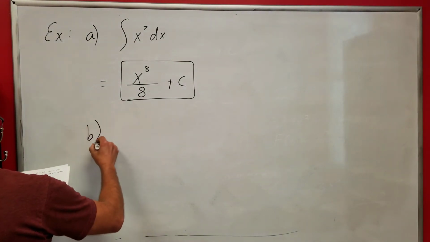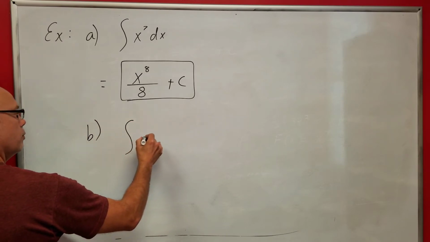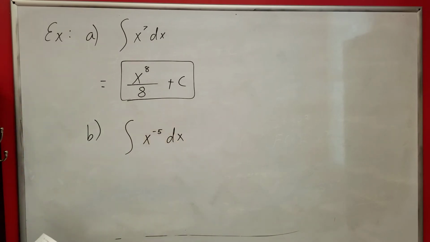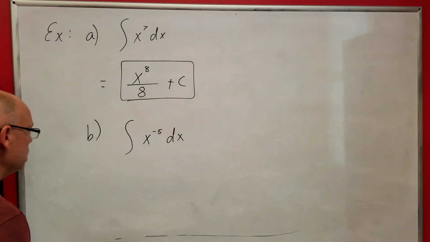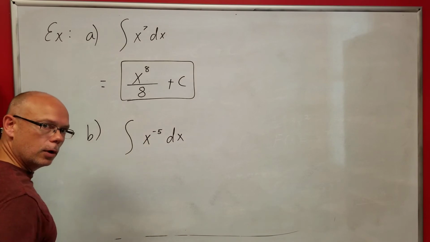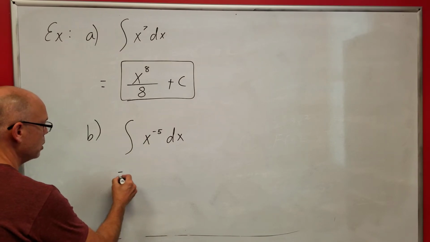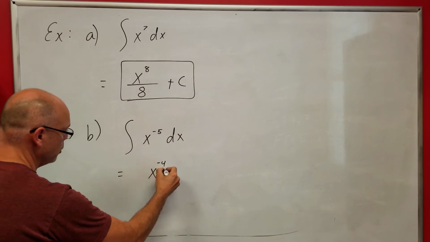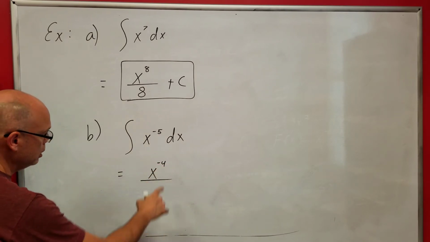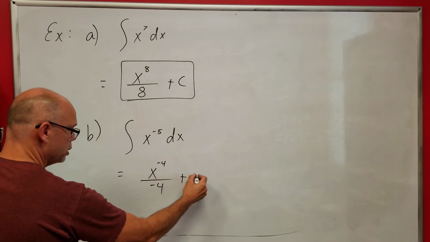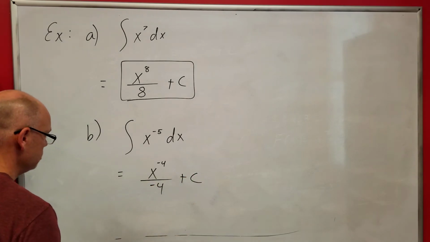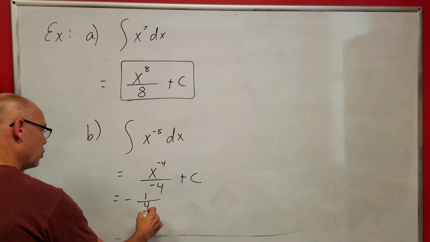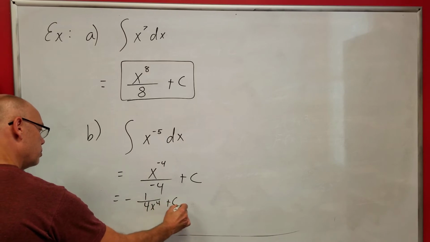How about this one, part B? What about the integral of x to the -5 dx? Now, is this a power of x other than -1? Yes. So what am I going to do? My book tells me add 1 to this number. So that gives me -4, divide by the new exponent of -4, and put your plus C, your arbitrary constant. Now I could clean this up. I could call this -1/4 x to the 4th plus C.